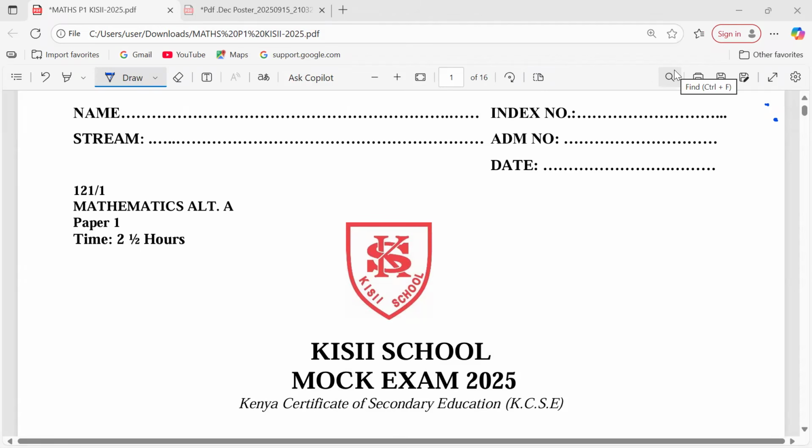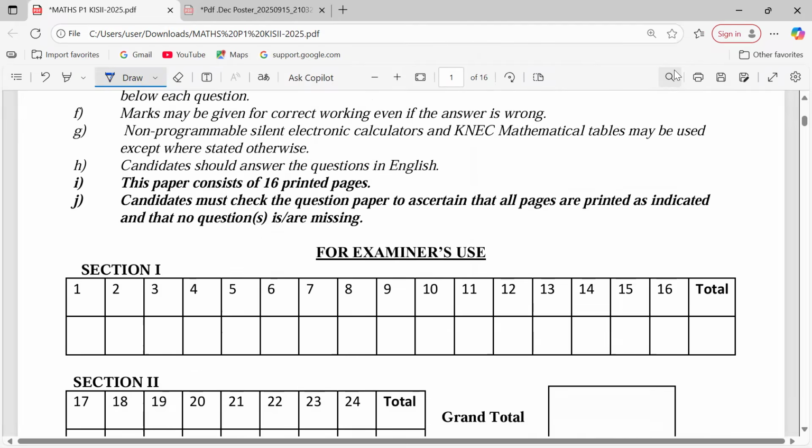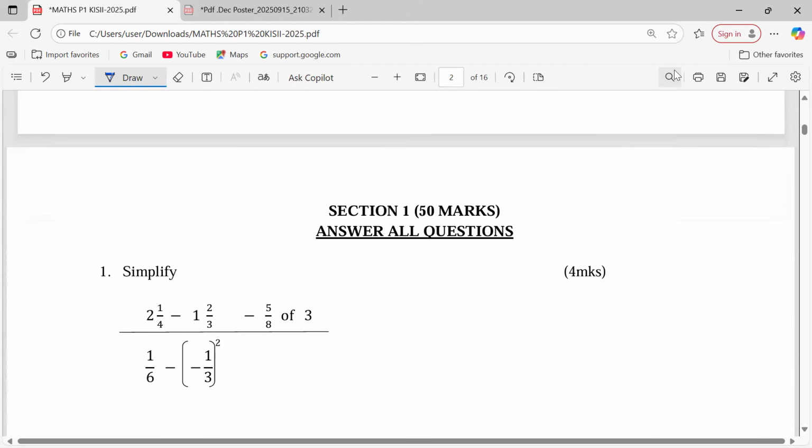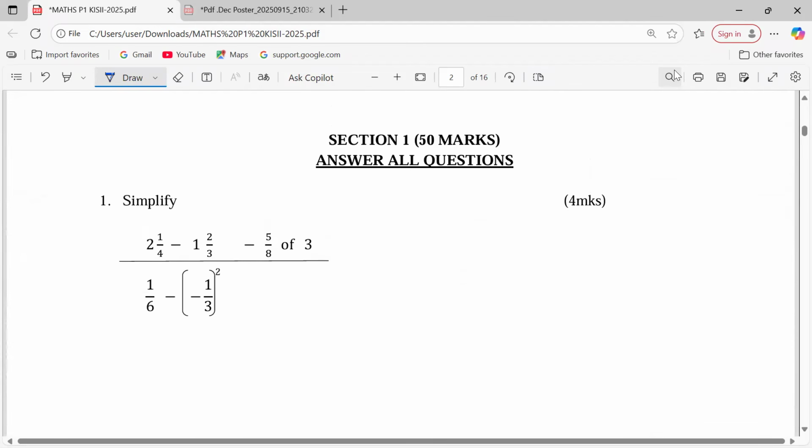We'll be discussing Paper 1 Mathematics, Section 1. The 16 marks in Section 1 are usually compulsory. So let's look at the questions right from number 1 all the way to number 16.